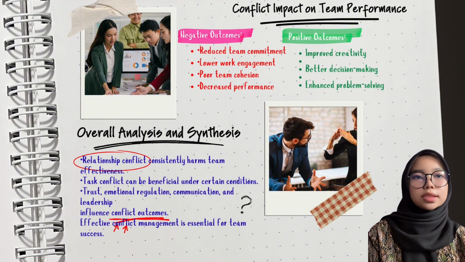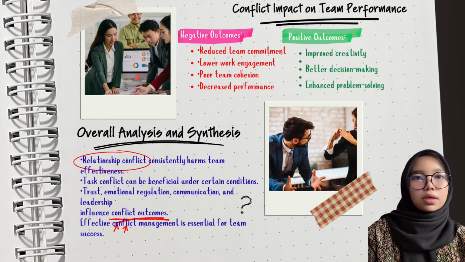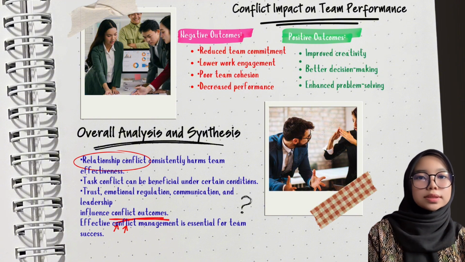Furthermore, communication and leadership were repeatedly identified as important factors influencing how conflict develops and affect team effectiveness. Trust and team identification also play a crucial role in preventing conflicts from escalating into more serious problems. Therefore, organizations should focus on creating a supportive work environment that encourages open communication, trust, cooperation, and constructive conflict management in order to improve overall team effectiveness.